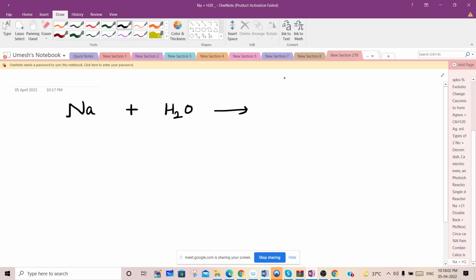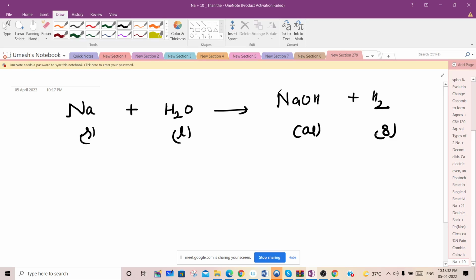It's chemistry. You don't need to give just observation. Write a chemical equation. Tell me what is the product formed here? Sodium oxide plus hydrogen. No, sodium hydroxide and hydrogen. Now you have to balance it. 2Na plus 2H2O gives 2NaOH plus H2.